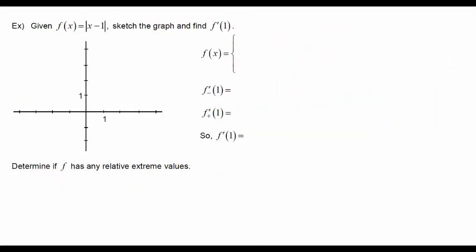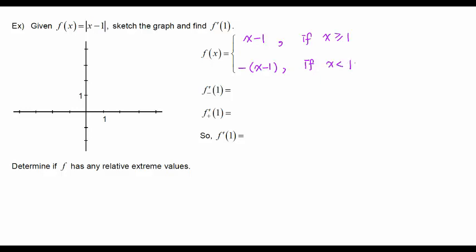Let's look at the following example. Given f(x) equals the absolute value of x minus 1, sketch the graph and find f prime of 1. The absolute value function is a piecewise defined function, correct? So we're going to rewrite it as a piecewise defined function. f of x equals x minus 1 if x minus 1 is positive. When is x minus 1 positive? If x is greater than or equal to 1. And it will come out as the opposite of the input if the input is negative, and this input will be negative if x is less than 1.